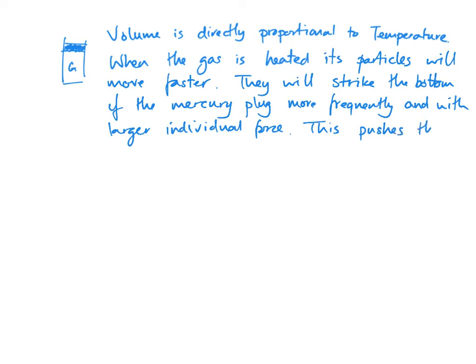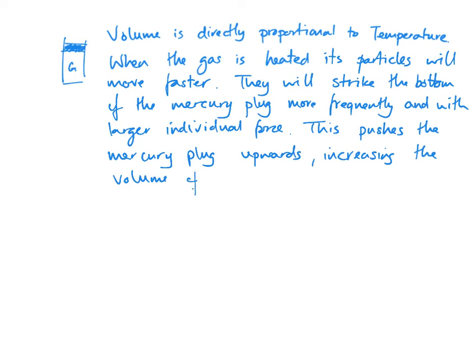This pushes the plug upwards because the force on the bottom of it now is greater than the force on the top of it from the air pressure. We were keeping this at constant air pressure, just investigating volume and temperature. This pushes the mercury plug upwards, increasing the volume of the container. So we've got our temperature and volume in direct proportion.